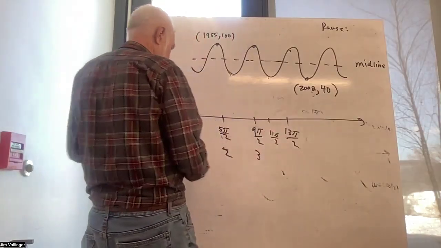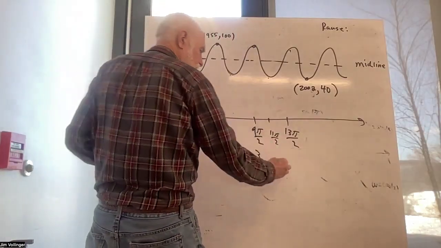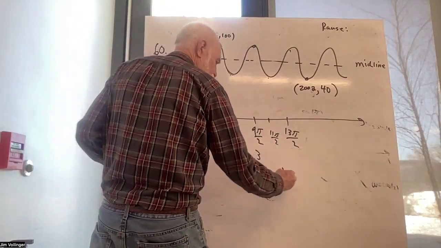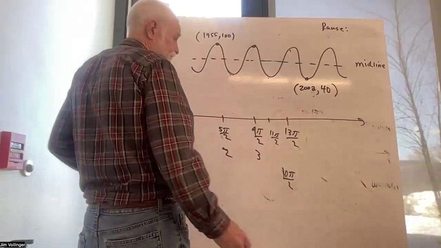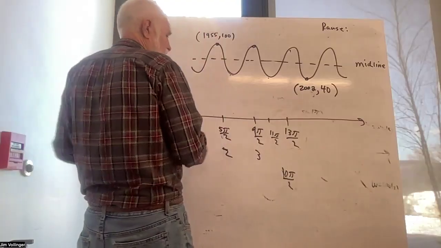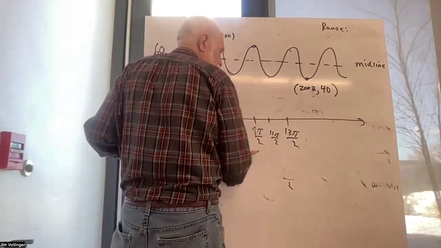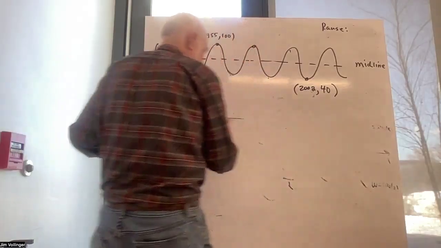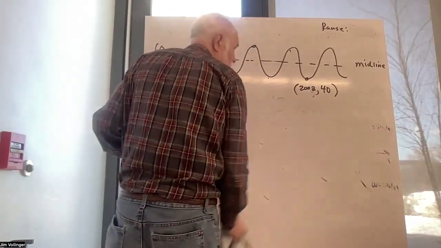Now, how far is it from pi/2 to 11 pi/2? 10 pi/2, which we said is 5 pi. So the period of this is... well, let's not go there. There's enough on your plate to begin with. But how can you write this function very quickly and easily?